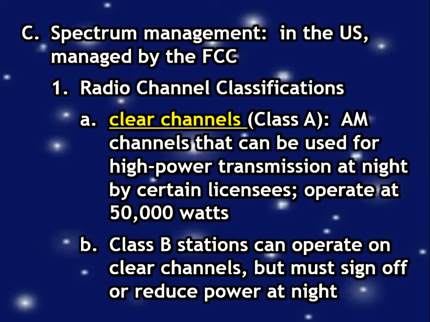Spectrum management in the United States is done by the FCC. As far as radio goes, there's different classifications of radio stations. Clear channel radio stations, Class A radio stations, are AM channels that can be used for high power transmission at night by certain licensees. They operate at 50,000 watts, and what that means is that these AM stations broadcast at full power, 50,000 watts, 24 hours a day, 7 days a week, and as a result, their signals can go pretty far.